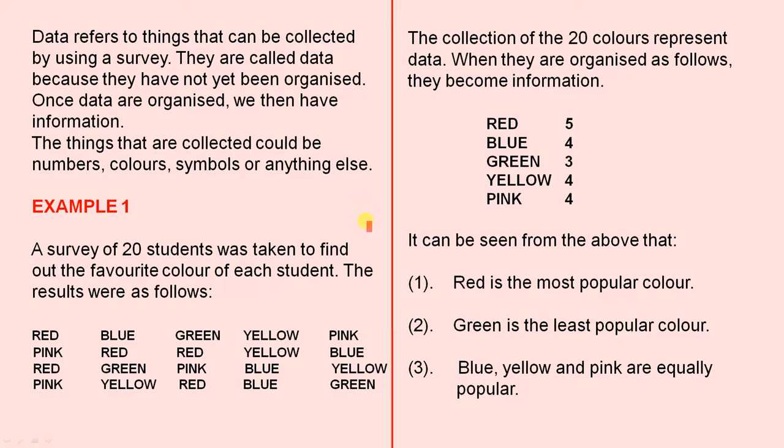Let's look at the first example. A survey of 20 students was taken to find out the favourite colour of each student. The results were as follows. So let's assume a teacher took a survey of 20 students in a class and these were their answers. That's called data because it hasn't been organised. The collection of the 20 colours represent data. When they are organised as follows, they become information. Because they are organised now, we can make sense of them.